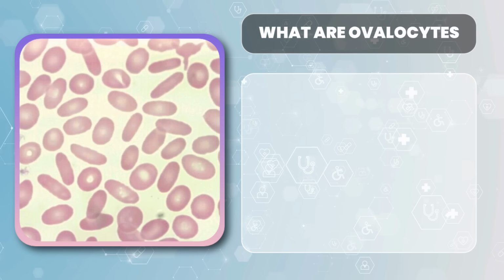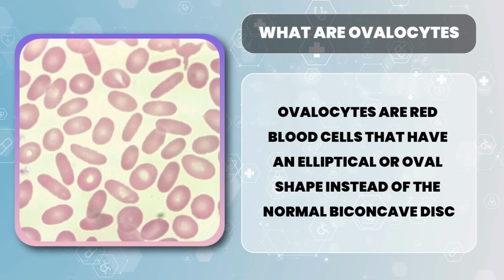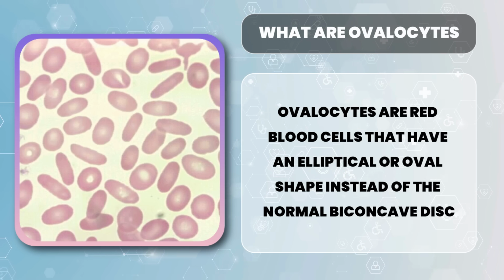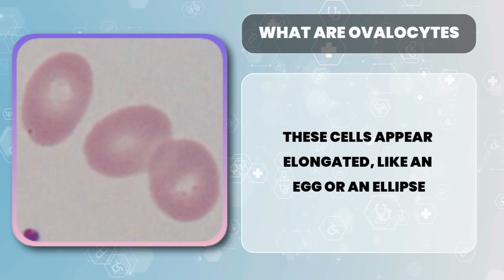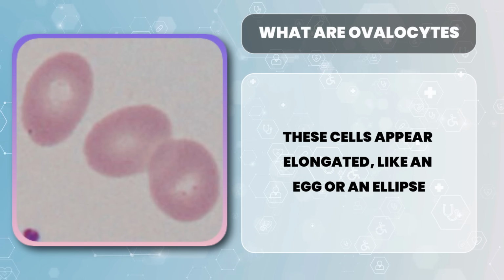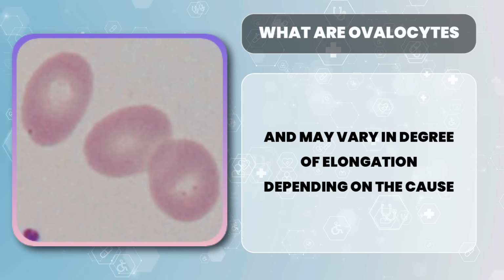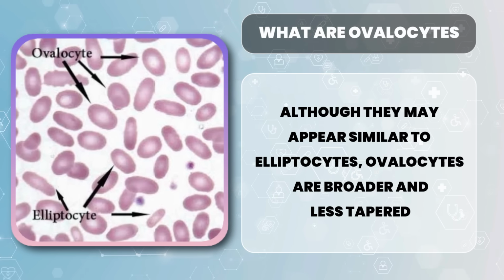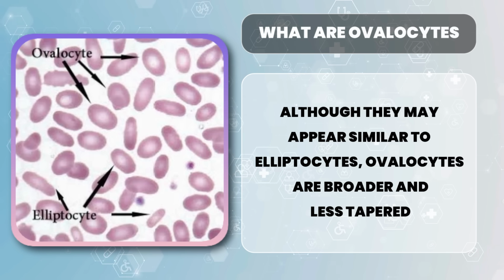What are ovalocytes? Ovalocytes are red blood cells that have an elliptical or oval shape instead of the normal biconcave disc. These cells appear elongated, like an egg or an ellipse, and may vary in degree of elongation depending on the cause. Although they may appear similar to elliptocytes, ovalocytes are broader and less tapered.